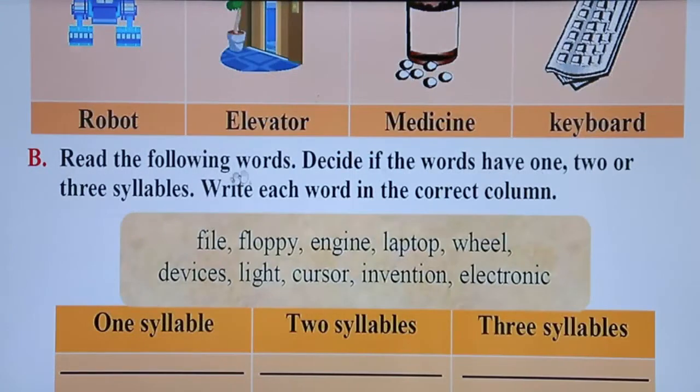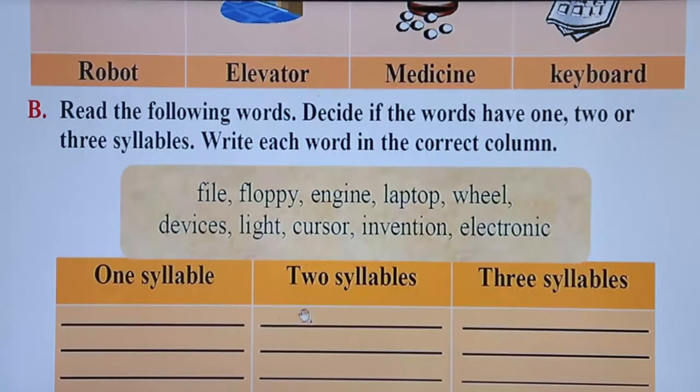Read the following words. Decide if the words have 1, 2 or 3 syllables. لغتایی که میخوانم پایین شما بگوین یک دانه سلابل داره، یک بخش داره یا هجا، 2 دانه داره یا 3 دانه. If they have 1 syllable, you can put them here. If they have 2 syllables, you can put them here. And if they have 3 syllables, you can put them here.